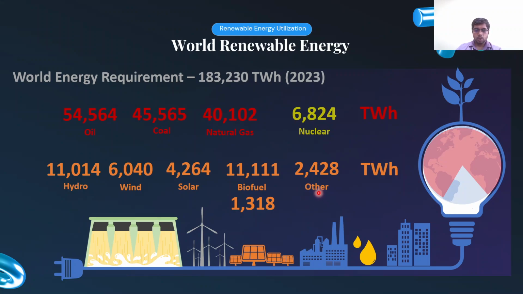So if you carefully analyze these numbers, you can still see that a little more than 75% of the energy requirement in the world is supplied by the non-renewable energy sources, right?